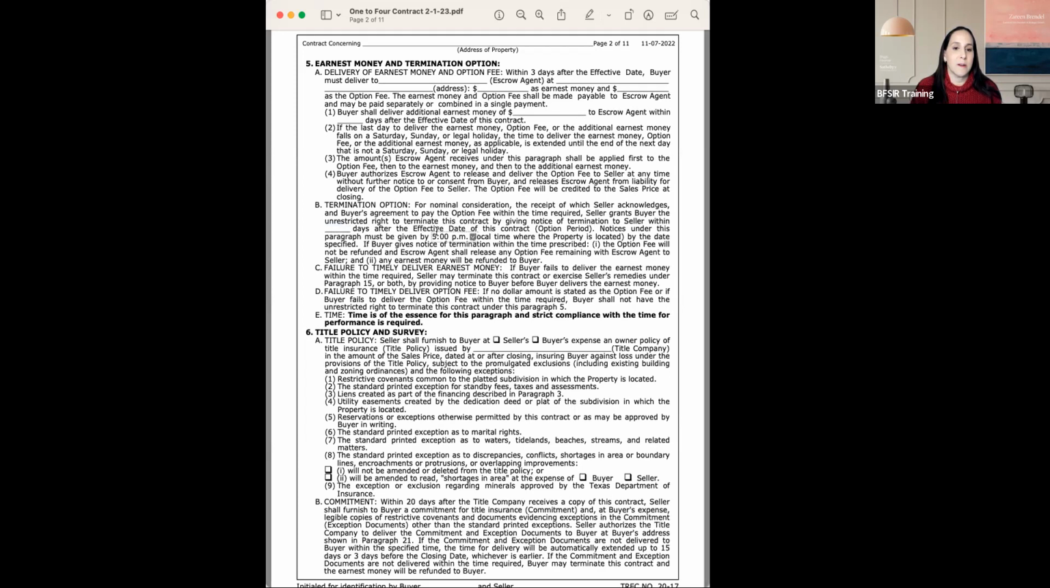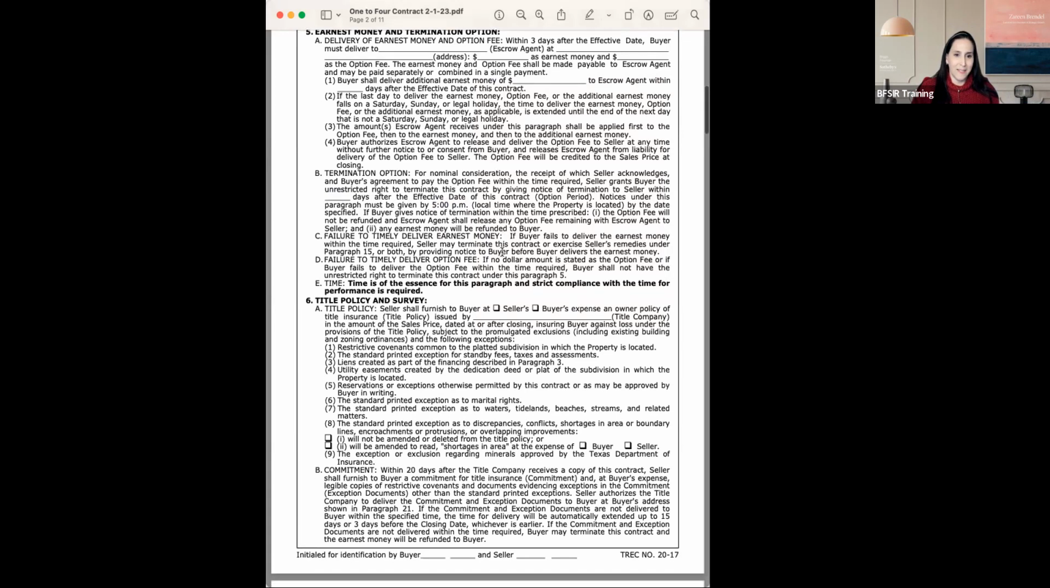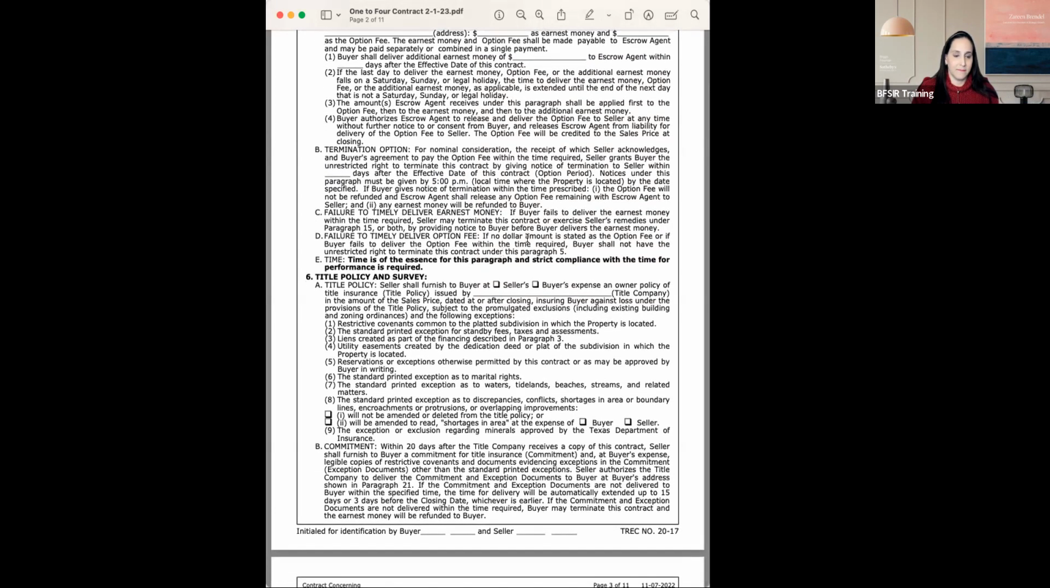And notices under this paragraph must be given by 5. Although it kind of looks like you can change it, but no, I think it's 5 p.m. local time where the property is located by the date specified. If buyer gives notice of termination within the time prescribed, the option fee is not refunded. So the option fee goes to the seller, but the earnest money goes to the buyer. Any questions about that? Okay.